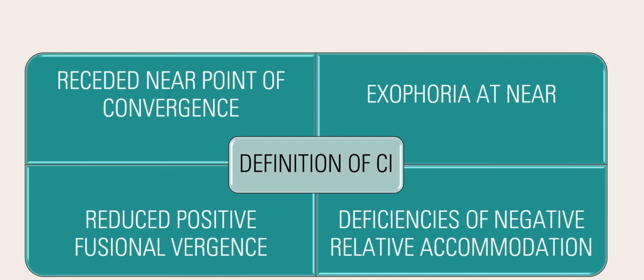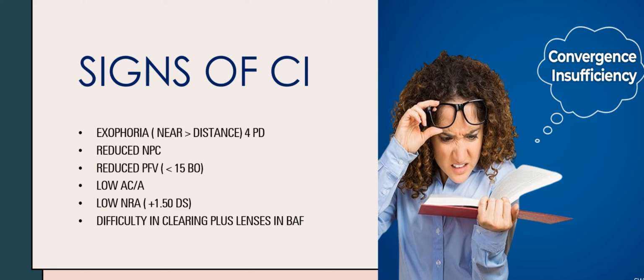Patients with CI will have the following. They usually have receded near point of convergence, exophoria at near, reduced positive fusional vergence, deficiencies of negative relative accommodation. During clinical evaluation, as they have low AC/A ratio, the exophoria is more observed for near than at distance. A minimum difference of 4 prism diopter is observed. They have reduced near point of convergence. Reduced positive fusional vergence of less than 15 prism is observed.